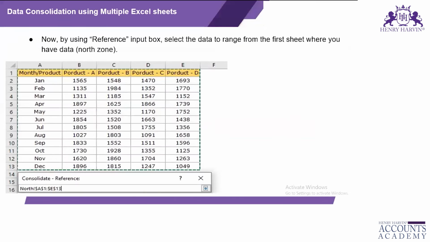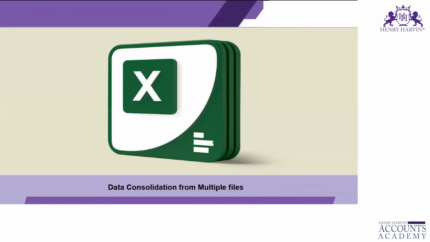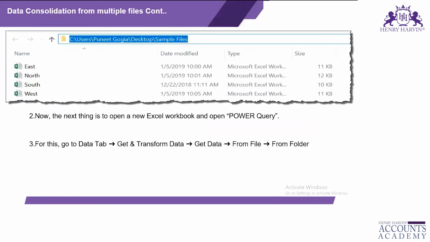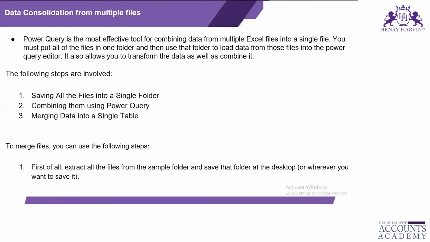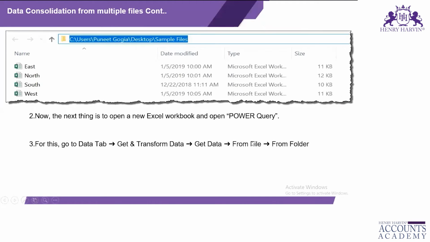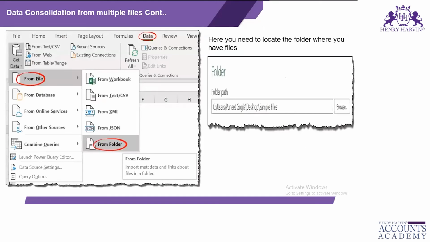Going further, this is the whole process they have followed. Now you can see that they are combining them using Power Query. Power Query and Power Pivot are introduced just as an advanced feature. So first you will consolidate all the 4 sheets using Power Query, and then you can perform the consolidation on the data sheet.